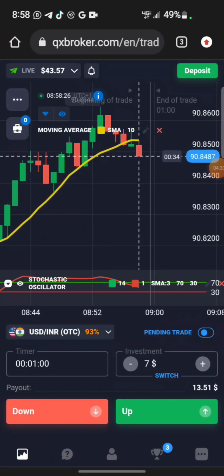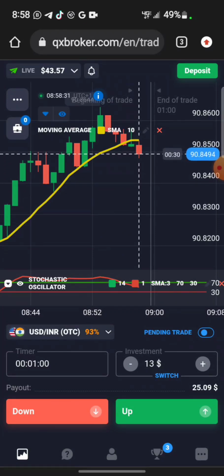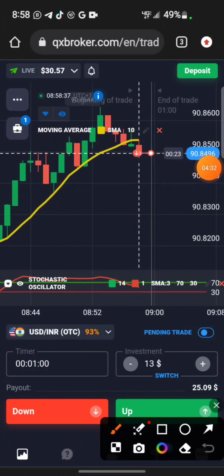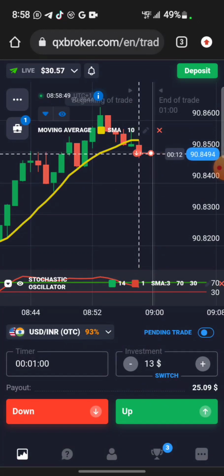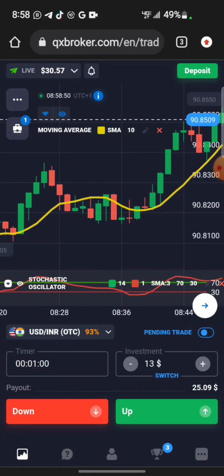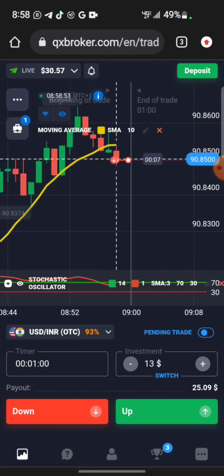And that's how it is. I'm going to be increasing our investment to $13. And at this point, we can go down here for 1 minute still, because the market has not touched the oversold. It is still coming from the buying side. So I strongly believe that this market is going to make a strong move on the selling side, because there is a strong buying trend before the current movement on the market. So let's wait and see what becomes of our decision.